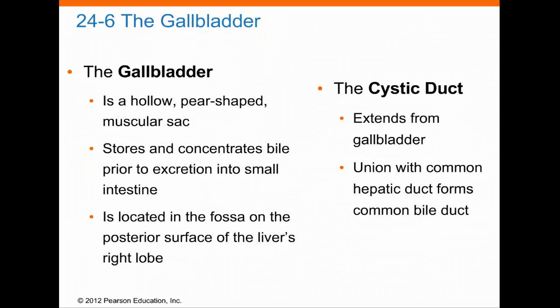The gallbladder itself is a hollow pear-shaped muscular sac. It stores and concentrates bile prior to the excretion into the small intestine. It's located in a fossa of the posterior surface of the right lobe of the liver, which we saw. The cystic duct extends from the gallbladder and it unites with the hepatic duct to form the common bile duct.